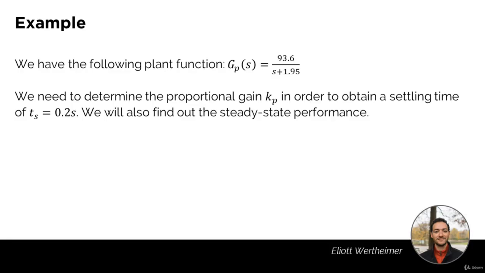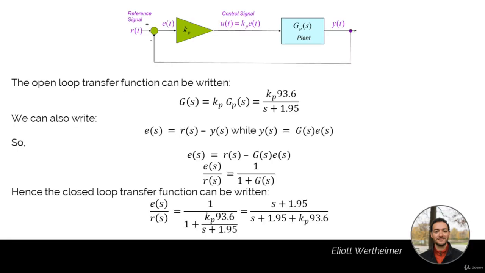We have the following plant function. Gp(s) equals 93.6 divided by s plus 1.95. It's actually quite a simple transfer function with only one pole. We need to determine the proportional gain Kp in order to obtain a settling time of Ts equals 0.2 seconds. So we need the response of the system to settle in 0.2 seconds. We will also find out the steady state performance of the system. The first thing we need to do here is determine the open loop transfer function of the system.